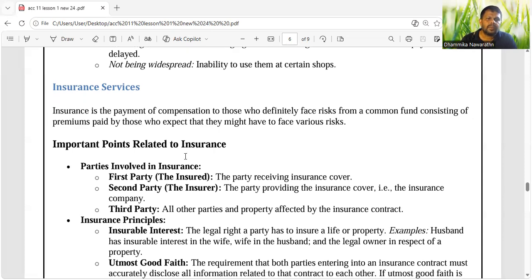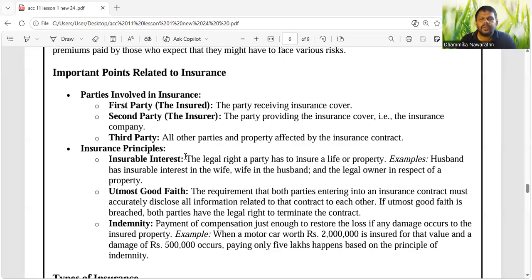Then, what are the important points related to insurance? First thing is we should understand who the parties relevant to insurance are: first party, second party, and third party. First party means the insured. If I am going to buy insurance, I am the first party. Then the second party is the insurance company. If I buy from Selinco Insurance, then Selinco Insurance becomes the second party. Third party is all the other parties except the first and second parties.